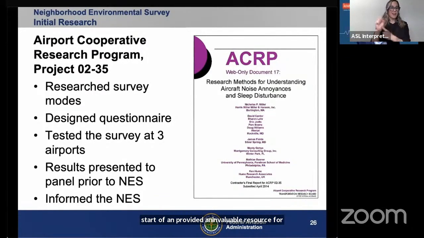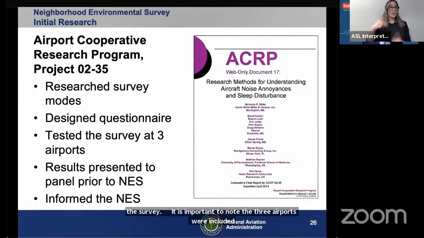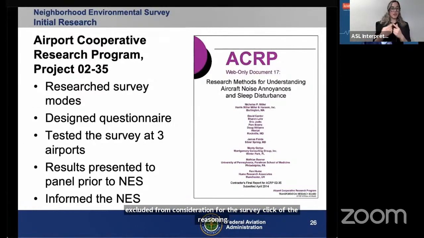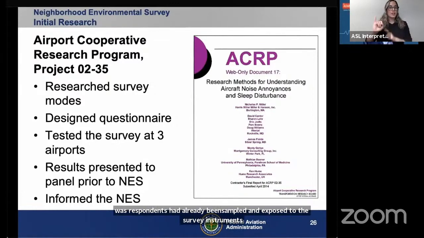It is important to note, because these three airports were included in the ACRP project, they were excluded from consideration for the Neighborhood Environmental Survey. The reasoning was that respondents in those communities had already been sampled and exposed to the survey instruments. Including them in the NES would have led to statistical complications and potential bias in the data.